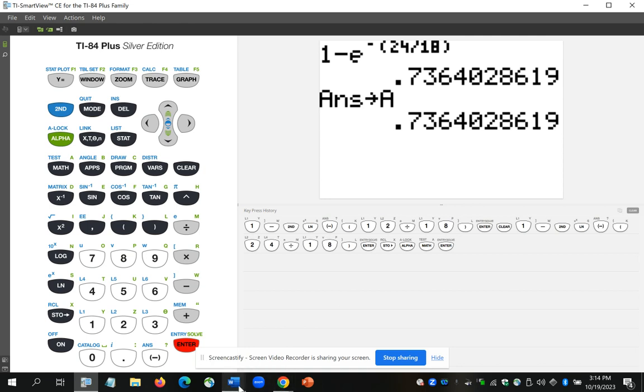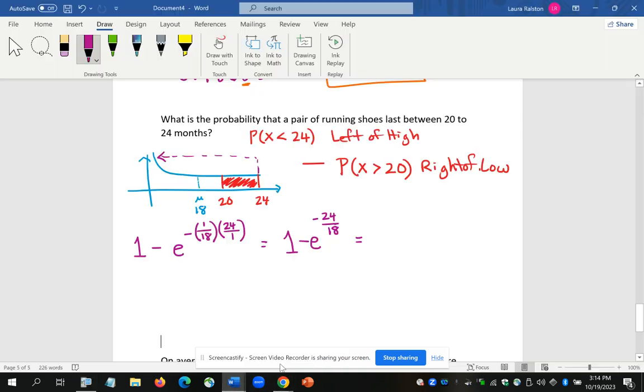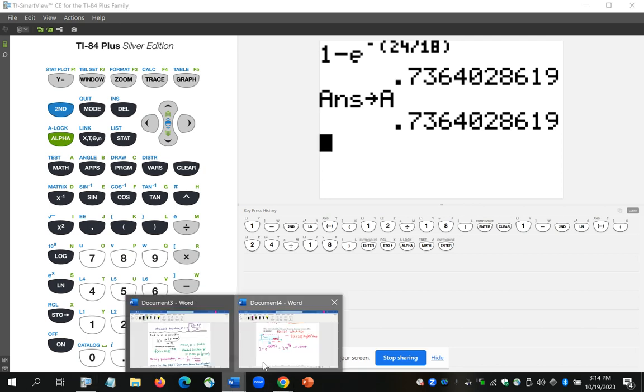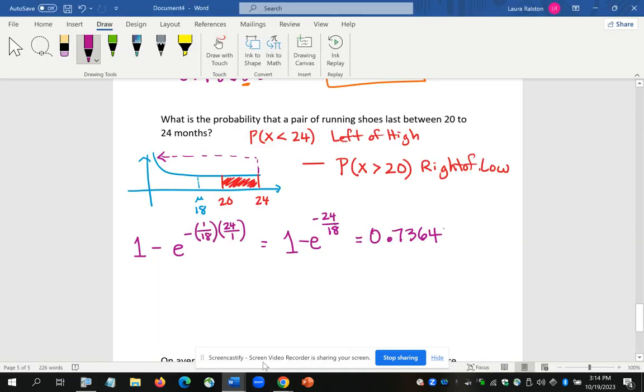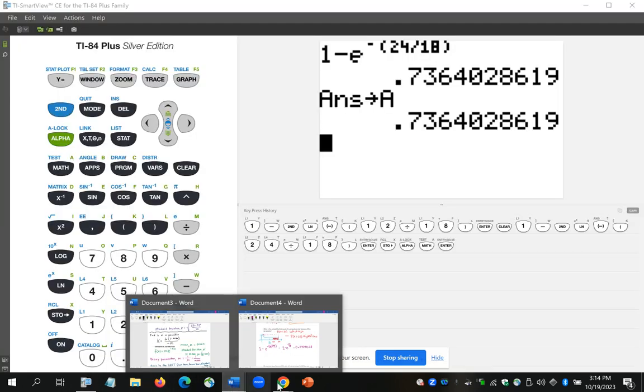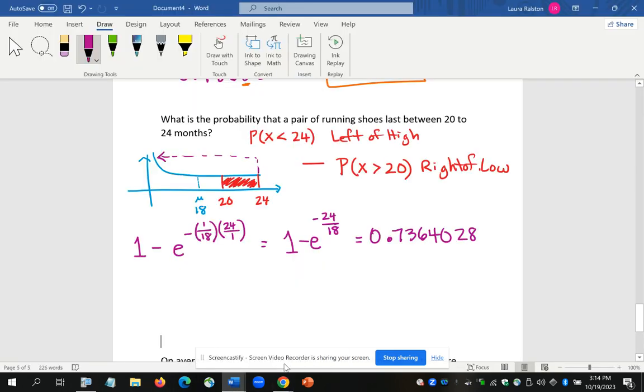Okay, so I have 0.7364. Let me get all the numbers here. 028, 619. Okay.